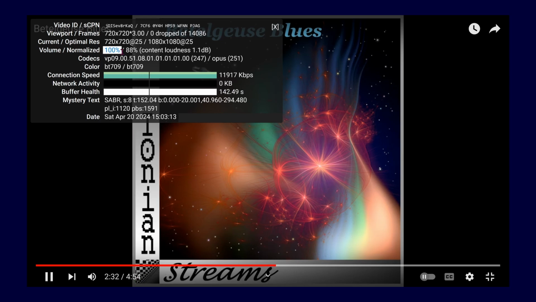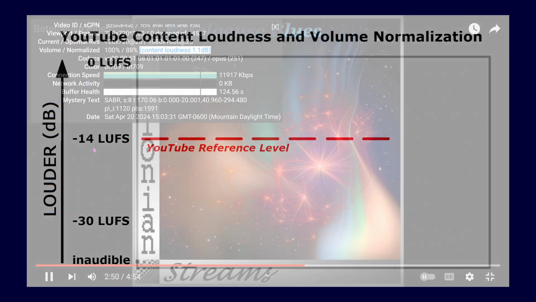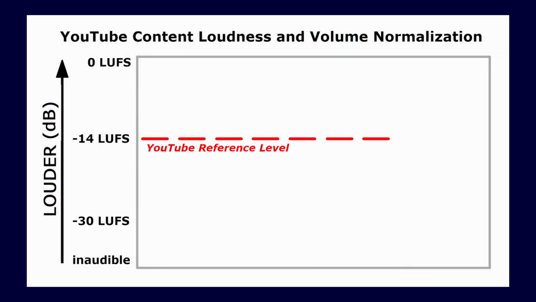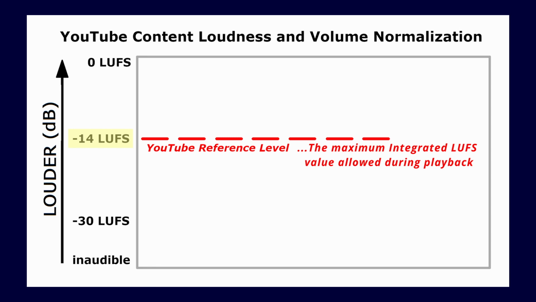Skipping the second number for now, the third number, called content loudness, does indeed derive from the volume of the audio you set into your video. It's a relative value showing how much your audio loudness deviates from YouTube's preferred loudness, or reference level, in decibel dB units. As you may have heard, YouTube's reference level is -14 LUFS, the maximum integrated LUFS value allowed during playback. For music, this is a fairly conservative loudness level, which allows good levels of dynamic range.